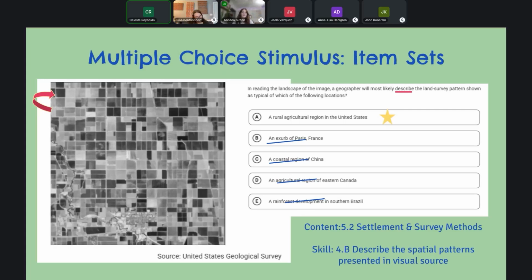Is it a coastal region of China? Maybe, but probably not. Why? Well, we might see an ocean, right? So if it's coastal, there's ocean. Do we see a big land of water? No. And then, agricultural region of Eastern Canada.